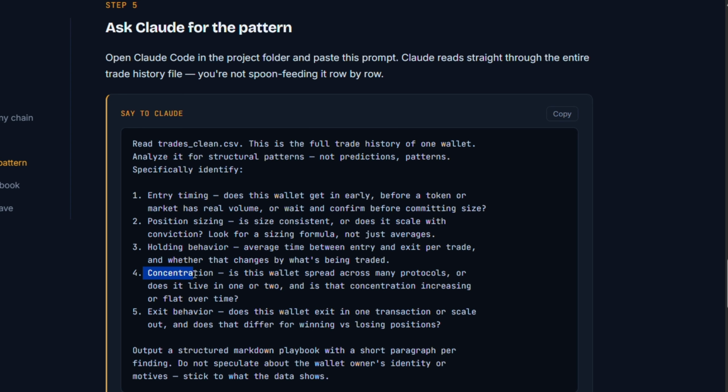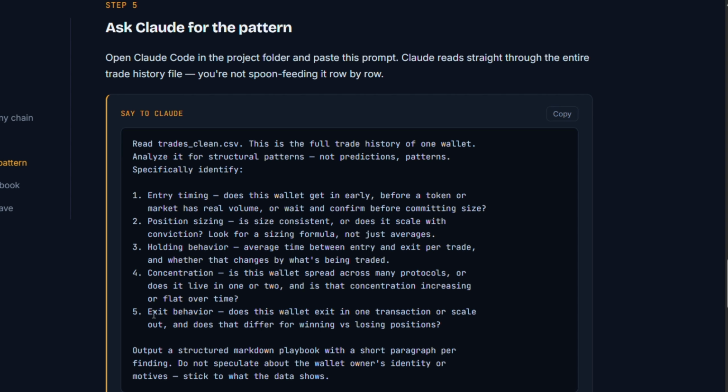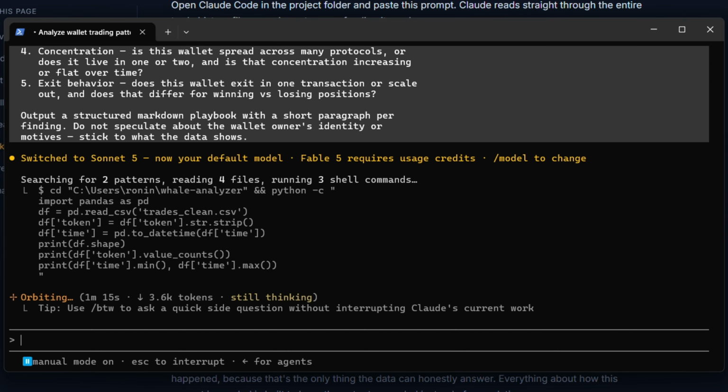We want concentration. Is this wallet spread across many chains and protocols, or does it live in one or two, and is that concentration growing over time? And we want exit behavior. Does it get out all at once, or scale out gradually, and does that differ between the trades that worked and the ones that didn't?